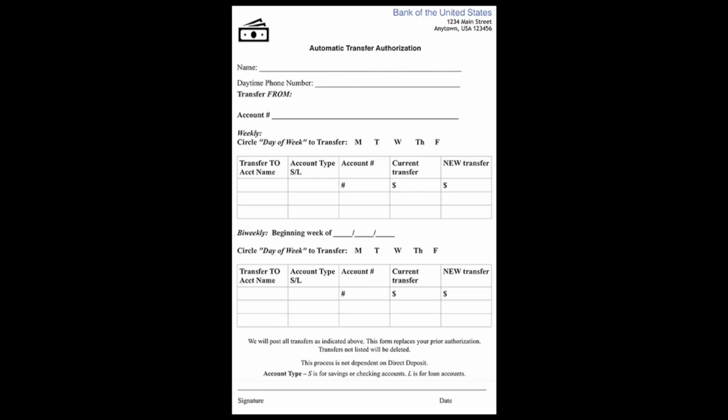For example, Sandy wants to save $10 every week. She is going to her bank to set up an automatic savings plan. When she arrives at the bank, the teller gives her a form to fill out. First, she must write her name and her phone number. Then, she must tell the bank which account she wants to take money from. For Sandy, it is her checking account. She writes down the number.